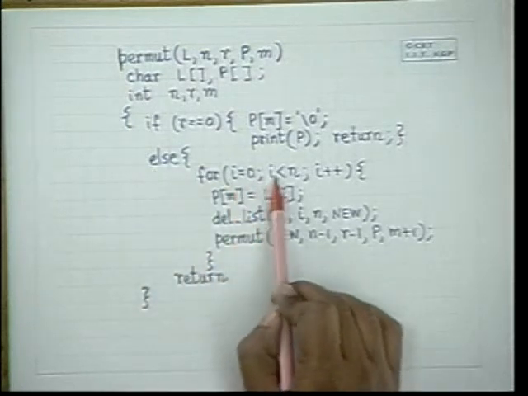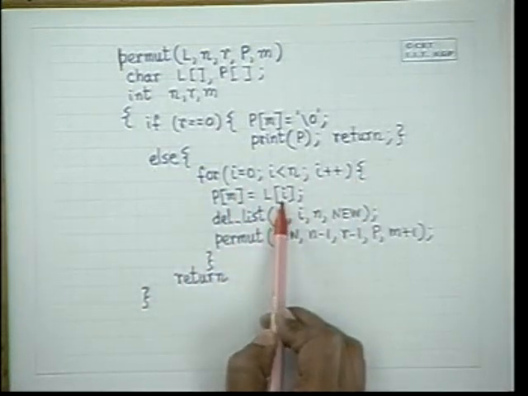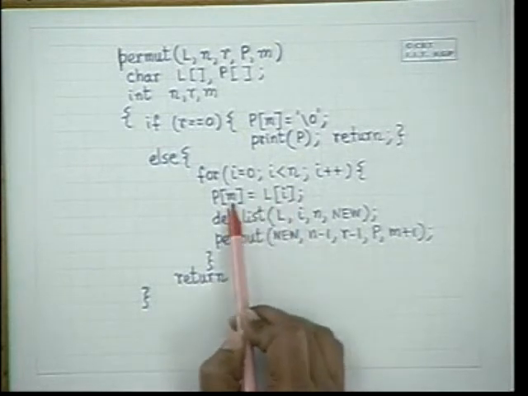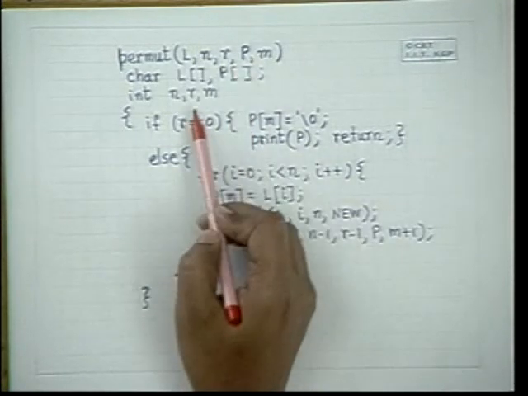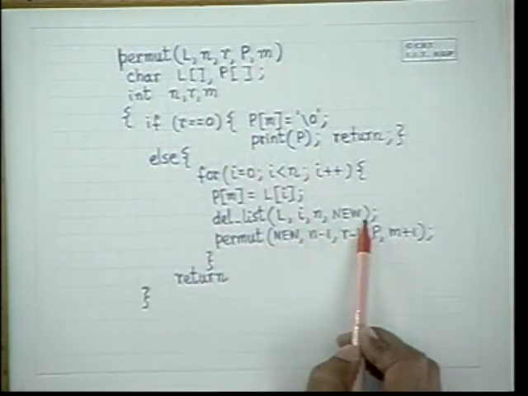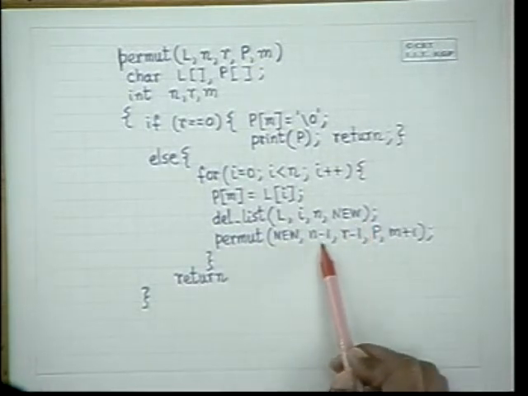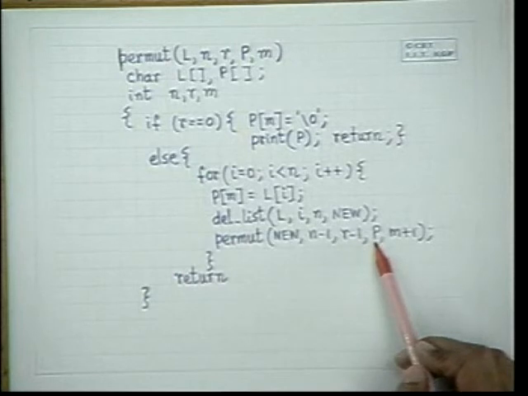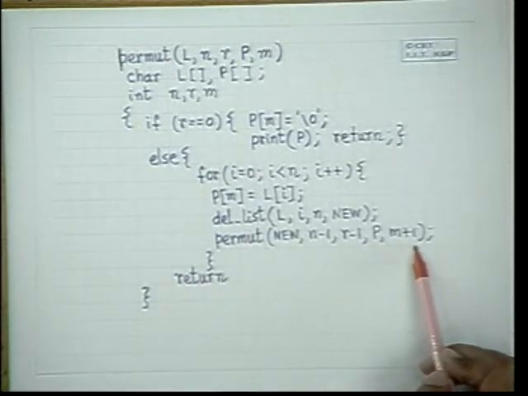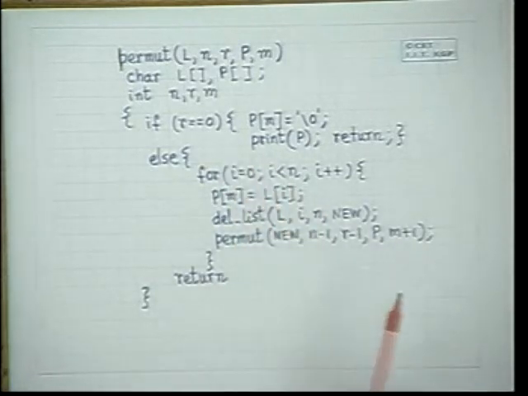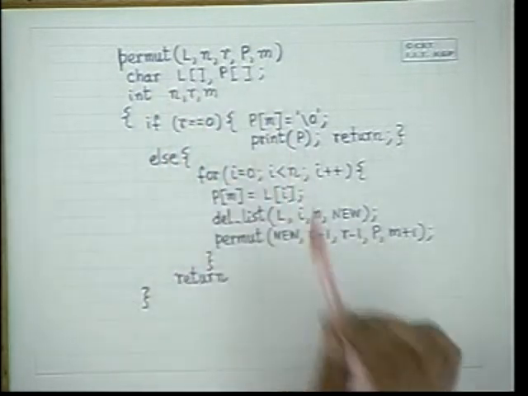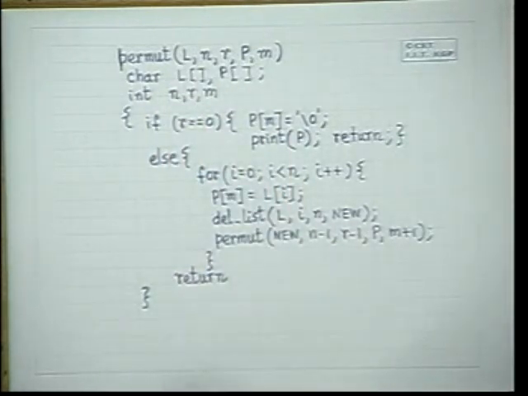Otherwise, again for I equal to 0 to n, you have to find out what is L[i] and you have to store it in P[M], because we are going to pass this down. Again delete from the list and get the new list and call permute with the new list, n minus 1, r minus 1, P, and M incremented by 1. Is that okay? So if we just do this, we will be able to solve our permutation problem using simple character strings and arrays. We would also like to do it using data structures, lists and other things, which we shall come to. Any questions?